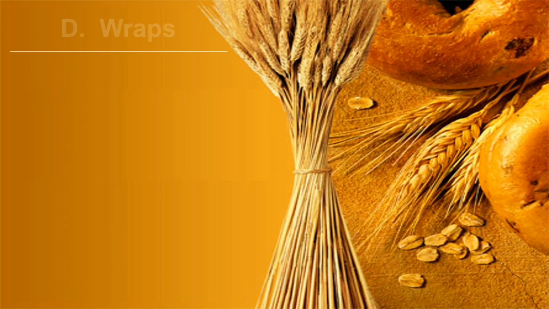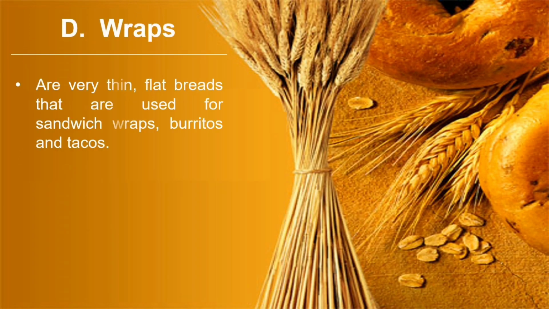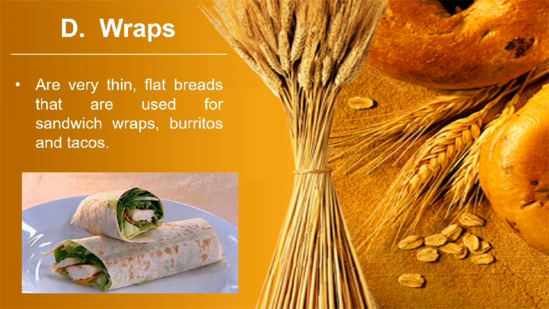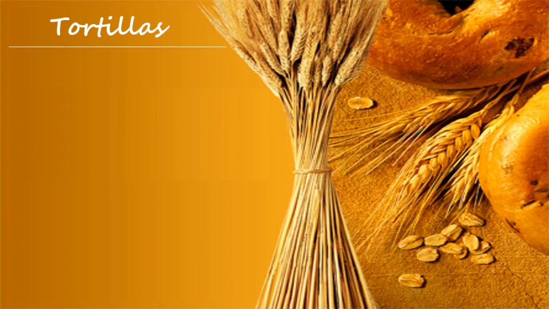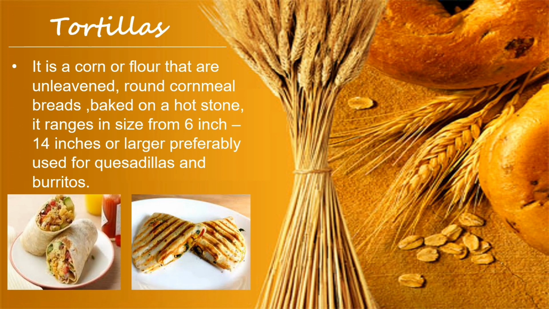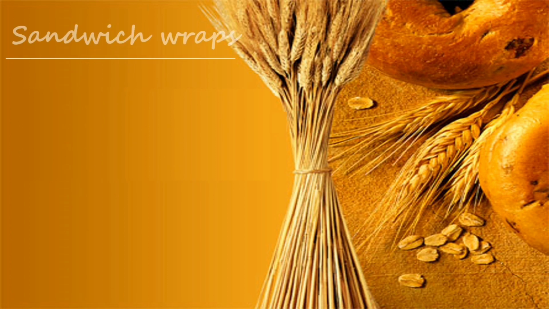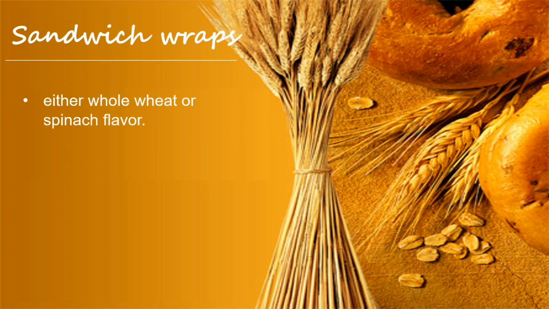The fourth major type of bread is the wraps. Wraps are very thin, flat breads that are used for sandwich wraps, burritos, and tacos. It is similar to flatbread. An example of this is the tortillas. Tortillas are made of corn or flour, unleavened, round breads baked on a hot stone, and range in size from 6 inches to 14 inches or larger, preferably used for quesadillas and burritos. Next are the sandwich wraps, either whole wheat or spinach flavor.